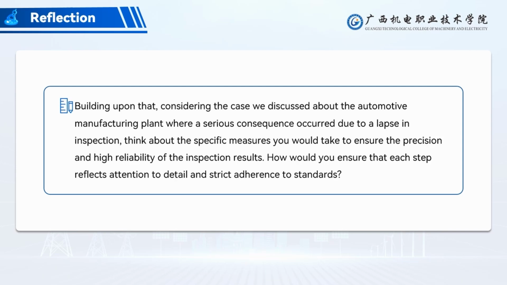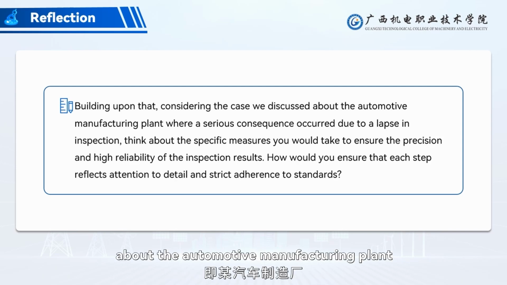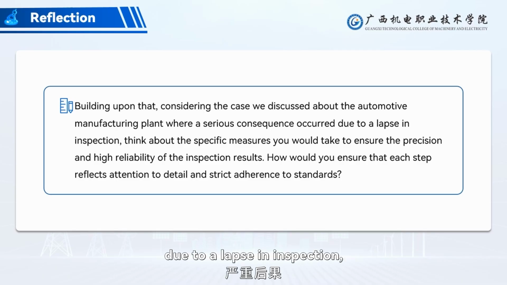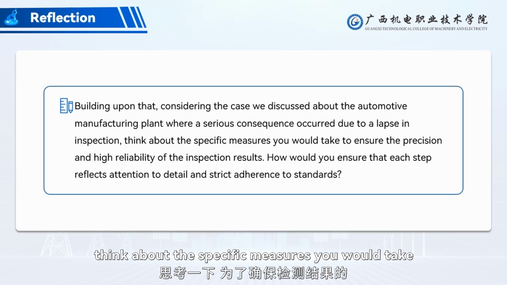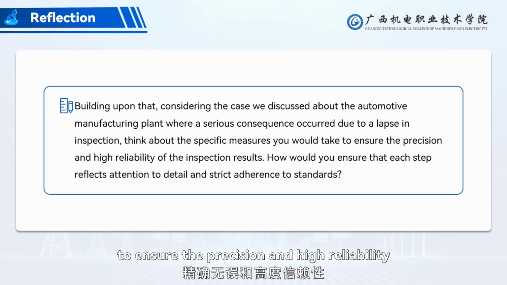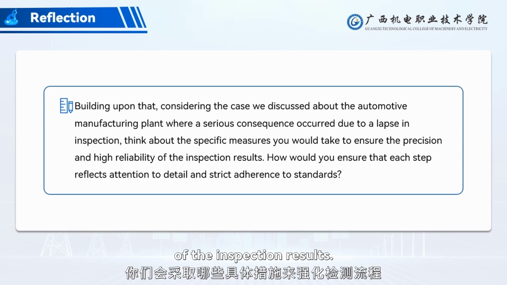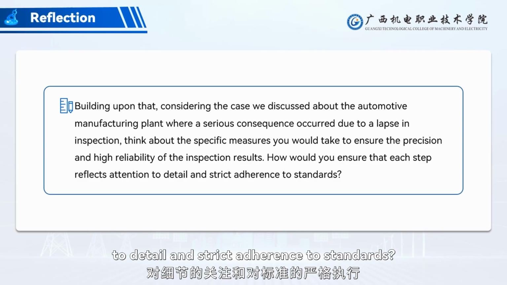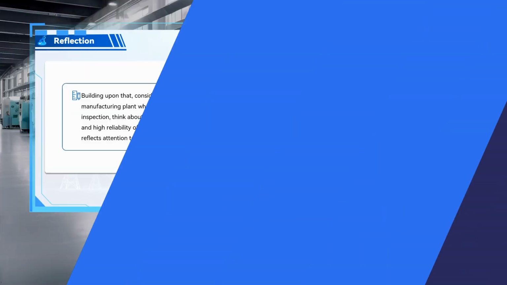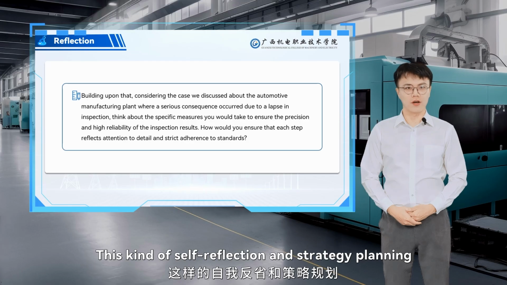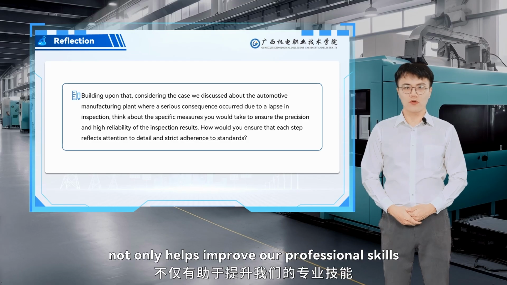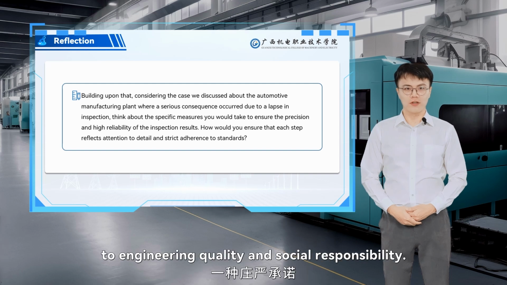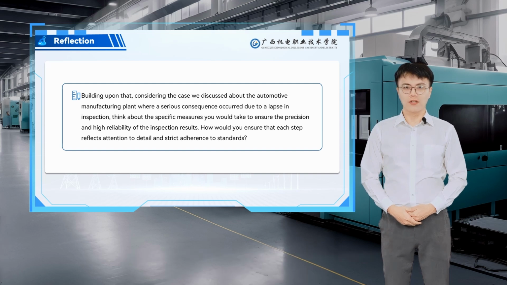Building upon that, considering the case we discussed about the automotive manufacturing plant where a serious consequence occurred due to a lapse in inspection, think about the specific measures you would take to ensure the precision and high reliability of the inspection results. How would you ensure that each step reflects attention to detail and strict adherence to standards? This kind of self-reflection and strategy planning not only helps improve our professional skills, but also serves as a solemn commitment to engineering quality and social responsibility.